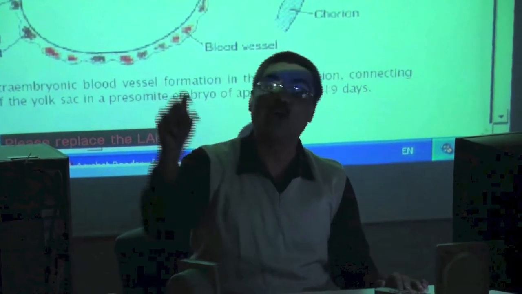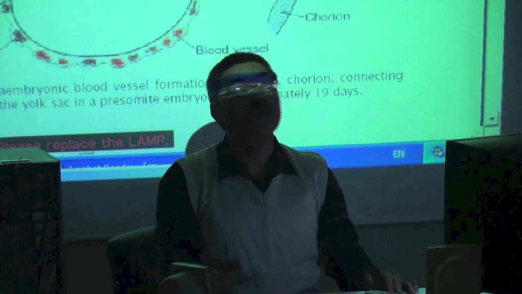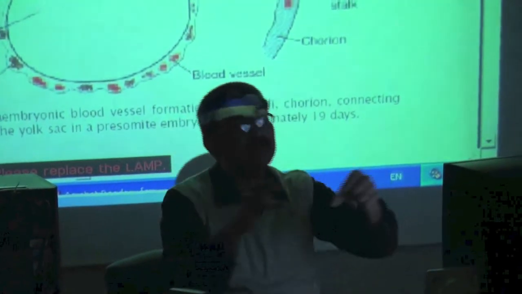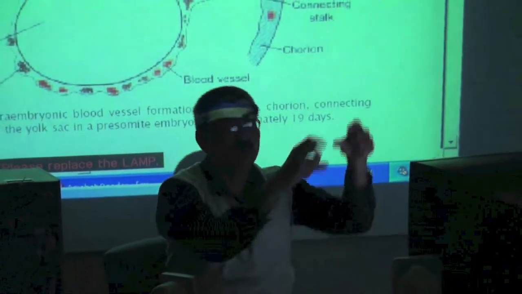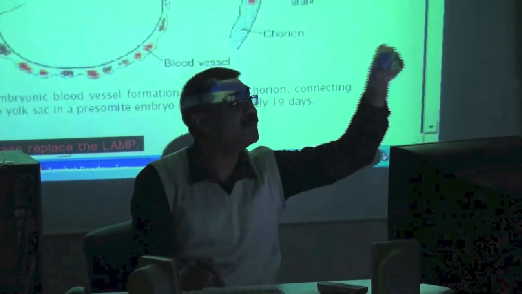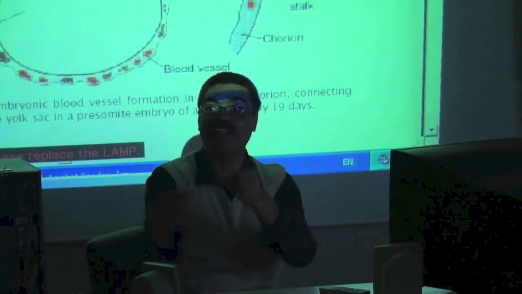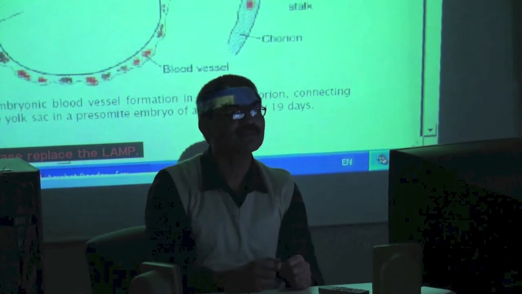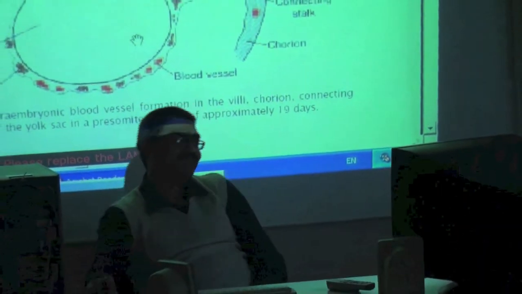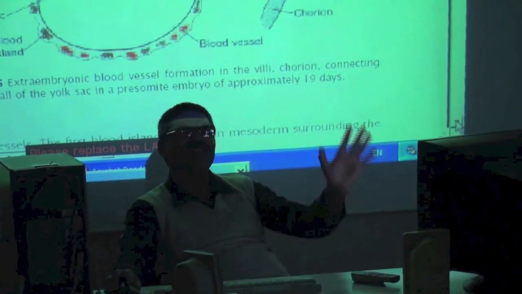normally degenerates and becomes a cord-like structure called the urachus. But if it does not degenerate and remains patent, remains tube-like, then it remains connected with the urinary bladder, and this baby is born with the connection of bladder and umbilicus. Clear? So the fate of allantois is that it normally degenerates.